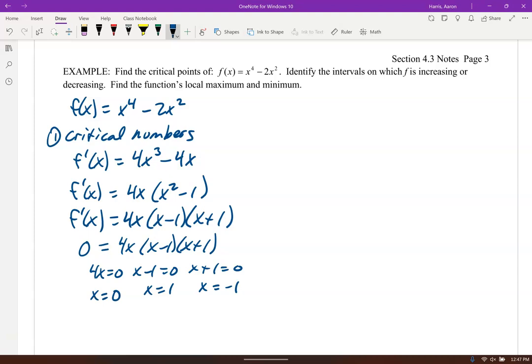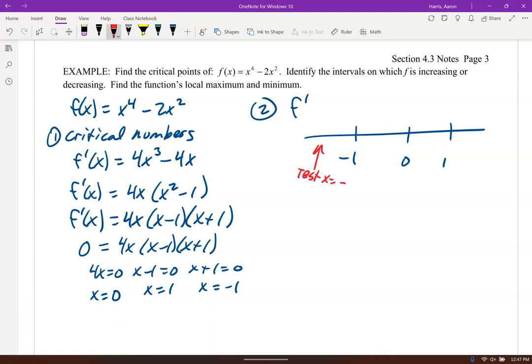So now I'm going to do my first derivative test. These are my critical numbers: negative 1, 0, and 1. What is this graph doing to the left of negative 1? Well, let's plug something in. Let's test something to the left of negative 1, like negative 2.